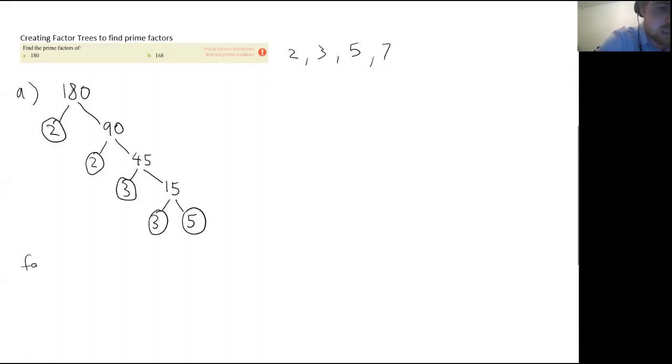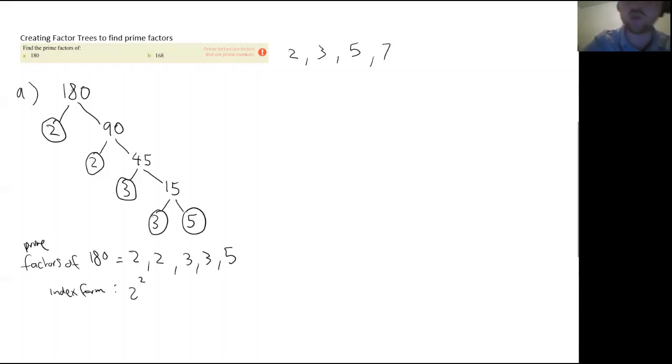So factors of 180, okay, we've got 2, we've got 2 again, we've got 3, we've got 3 again, and we've got 5. They're the prime factors, sorry, of 180. So if we write this in index form, if we have 2 2's, we can write that as 2 to the power of 2, okay, because we have 2 2's in our list.